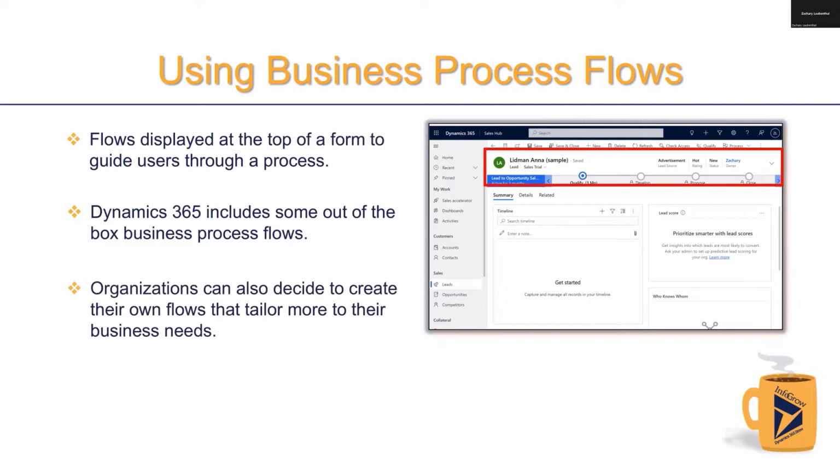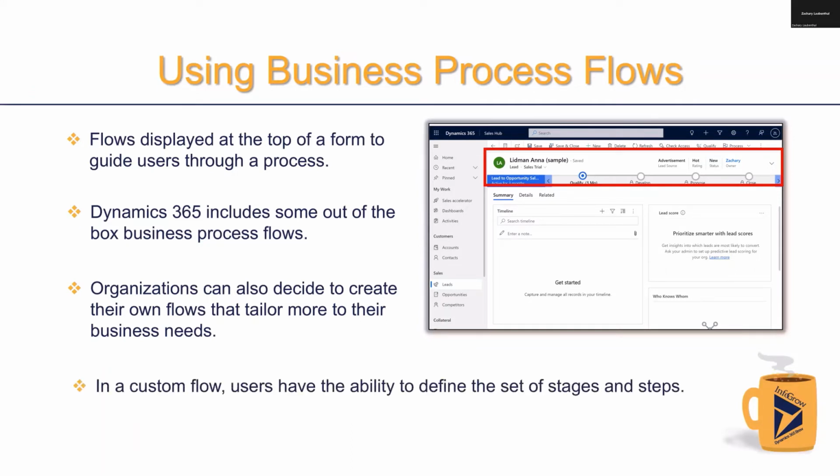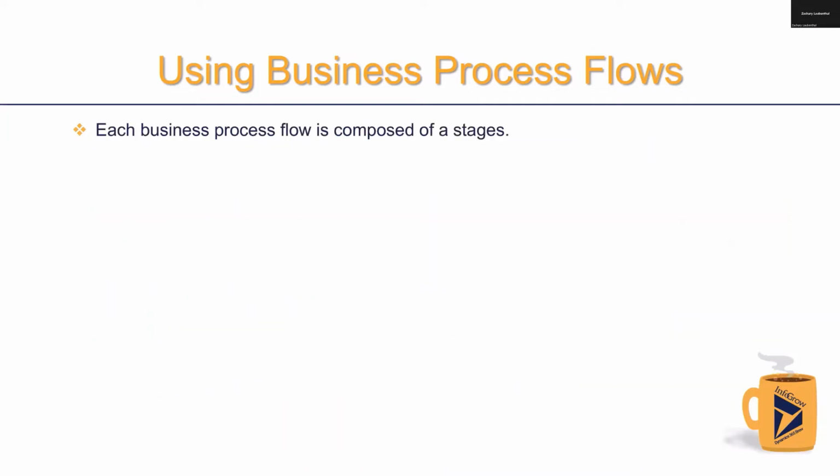If an organization's processes do not correspond with the ones provided out of the box, they can decide to build their own. In a custom flow, users have the ability to define a set of stages and steps for the designated process. Each business process flow is composed of a set of stages.